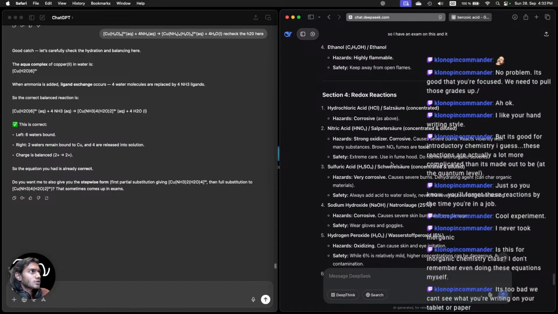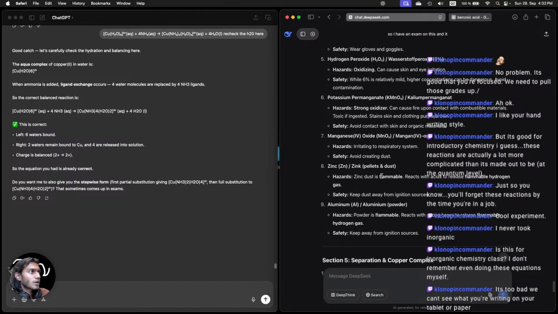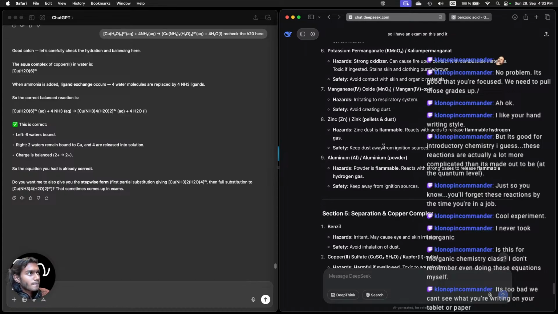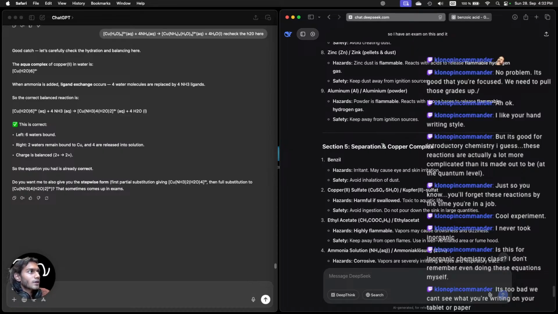Hydrochloric acid, nitric acid, I do know how the structure looks. Sulfuric acid, I do know. Hydrogen peroxide, potassium permanganate, I do know. Manganese 4 oxide, I do not know, but I do know how this looks. Copper 2 sulfate, CuSO4, 5H2O. Ethyl acetate. Not gonna lie, I don't know how that looks actually.